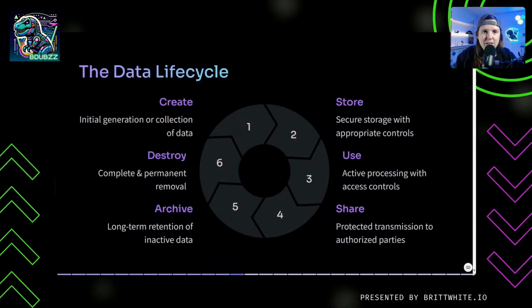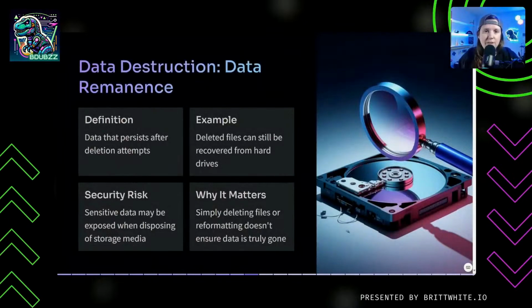But remember how we talked about data remanence in our last session? Let's review it again because it's crucial for understanding data destruction. Data remanence is when data stubbornly sticks around, even after you think you've deleted it. Think about deleting a file from your computer. When you hit delete or even empty the recycle bin, the data doesn't actually disappear. It's like using an eraser on paper. Even after erasing, you might still see traces of what was written. The same thing happens with digital data. It leaves traces on storage devices that could potentially be recovered using special tools.